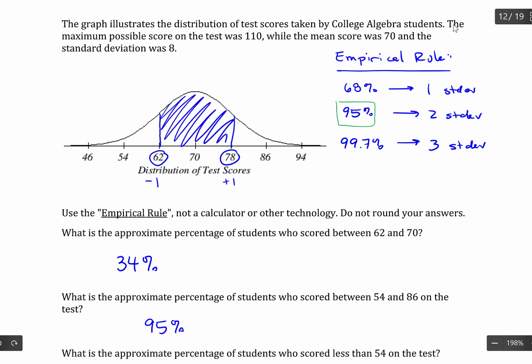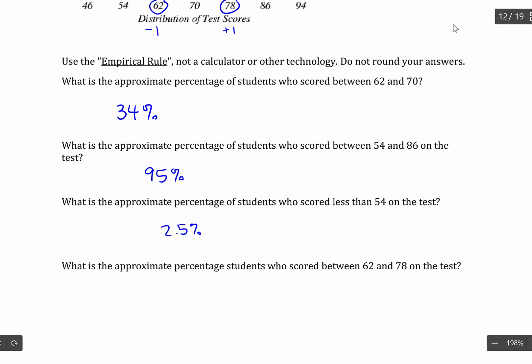So this region right here, that is one of the given regions from the empirical rule. So that would be 68%.